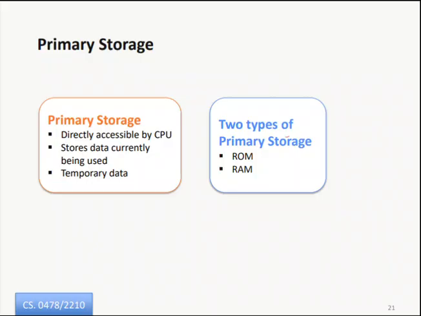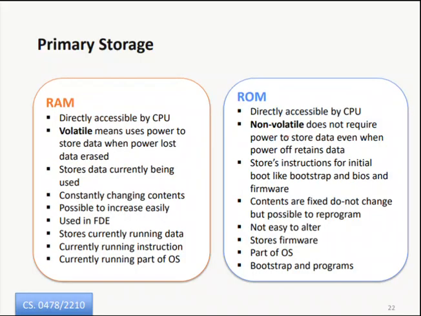Alright. Primary storage. Primary storage is directly accessible by the CPU. It stores data currently being used, temporary data, and there are two types of primary storage: ROM and RAM. Over here, RAM is directly accessible by the CPU and volatile.